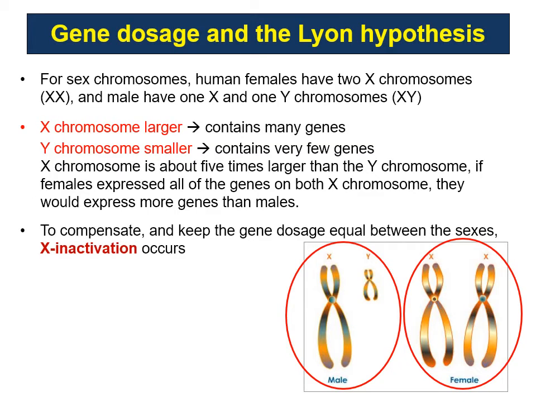The next topic I would like to discuss is gene dosage and the Lyon hypothesis. For sex chromosomes in human, females have 2 X chromosomes and males have only 1 X and 1 Y chromosome. The X chromosome is about 5 times larger than the Y chromosome. Therefore, if females express all the genes on both X chromosomes, they will express more genes than male. How are humans going to overcome this? In order to keep the gene dosage equal between male and females, a process called X inactivation occurs.